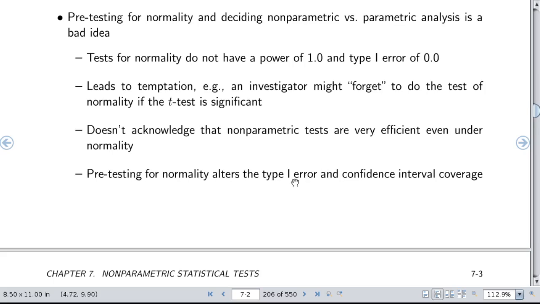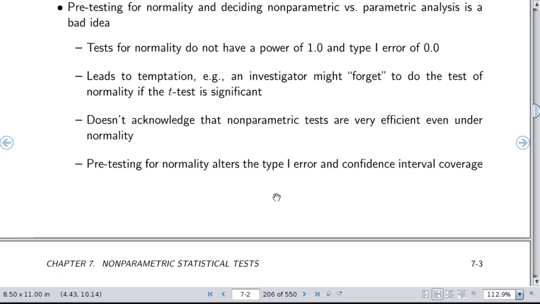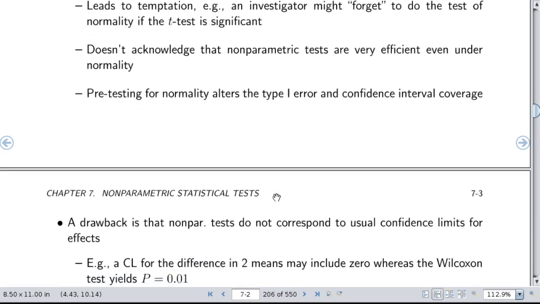And then finally, pretesting for normality alters the operating characteristics of your overall testing procedure. So you'll find that your type 1 error is not going to be what you claim it is, say some alpha value. And if you calculate confidence intervals and you were to run a simulation to check the coverage of those intervals, if you claimed 0.95 coverage, since you've had a branch point in pretesting for normality, that coverage may not actually be 0.95.